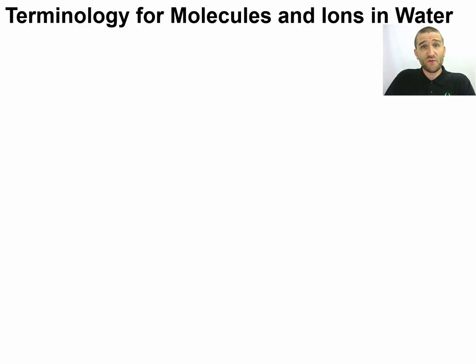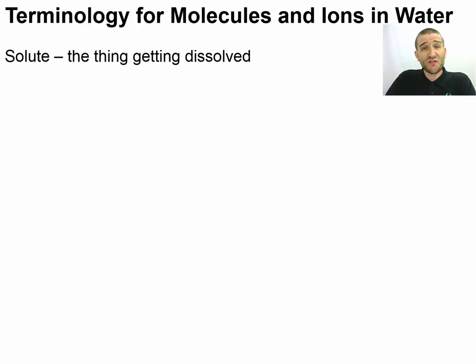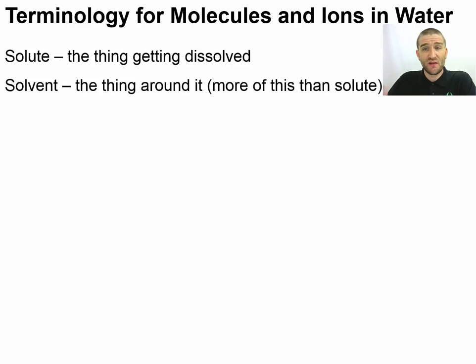Let's establish some terminology for molecules and ions that are dissolved in water. If it's dissolved, the thing that has been dissolved is going to be the solute. Contrast that with the solvent, the thing that's around it. Now, you might decide to be philosophical about that and say, well, what if I mix 50-50 by volume methanol and water? Honestly, at that point, the definition has gotten a bit messy. But most of the time, we're not going to be talking about something where we have similar numbers of molecules around.